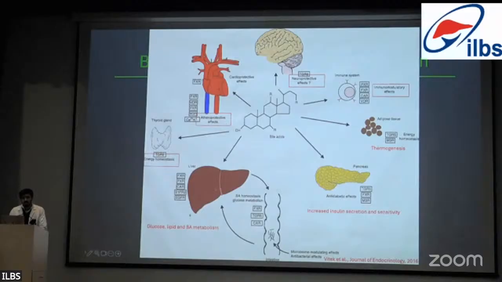In the liver, it helps in the lipid and bile acid metabolism. In the pancreas, as we've discussed, it increases insulin secretion and improves the insulin sensitivity. In the adipose tissue, it helps in thermogenesis, which is along with the thyroid receptor hormones. In the immune system, it has an immunomodulatory effect. And in the brain, it has a neuroprotective effect. Studies have shown that increased bile acids within the brain can cause neurodegeneration and neuroinflammation.